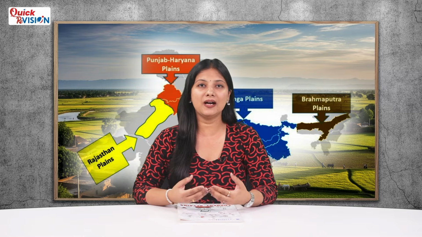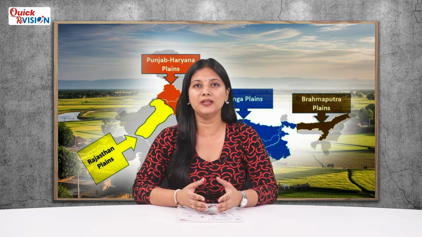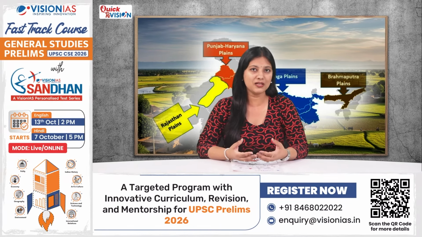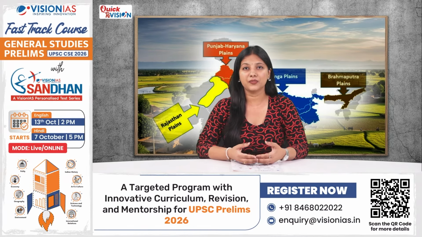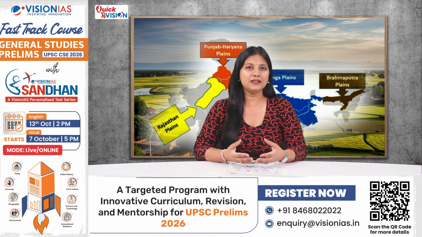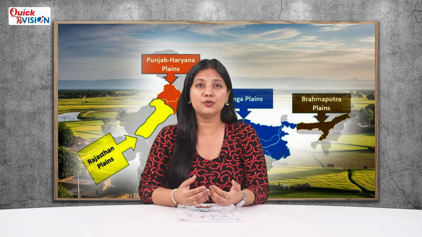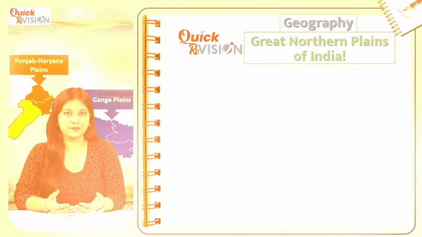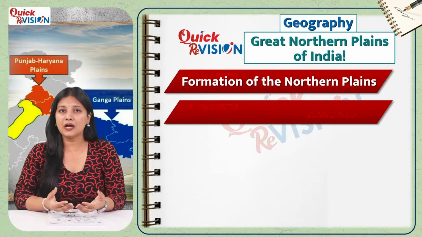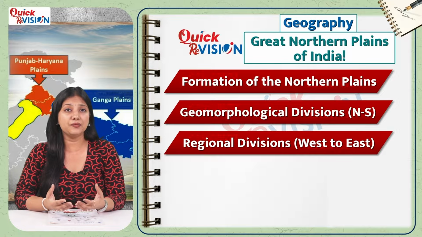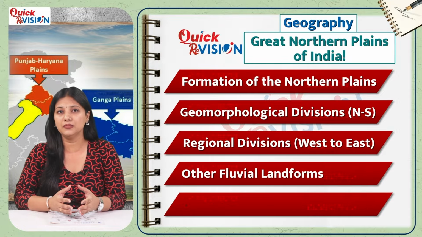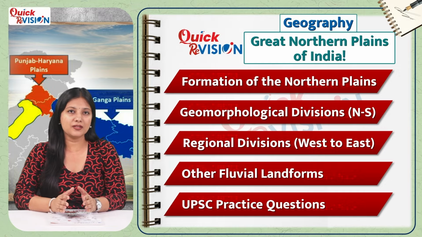Today we are exploring the heartland of India, the Great Northern Plains. This vast flat expanse is not just India's breadbasket, it's also a fascinating geomorphological unit with a unique story of formation and distinct landforms. For the UPSC exam, understanding these features from Bhabar to Khadar is crucial for geography, agriculture, and even disaster management. In this session, we will break down how the plains were formed, their key divisions, and the landforms that define them, followed by a quick set of practice questions.